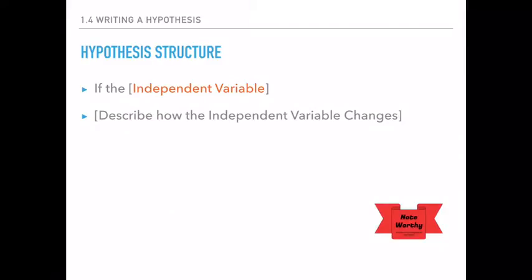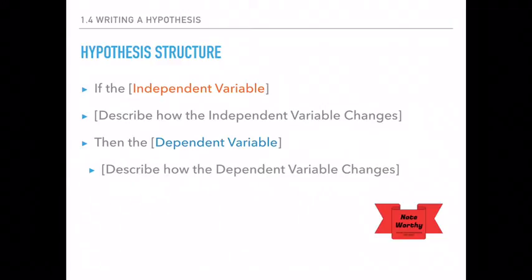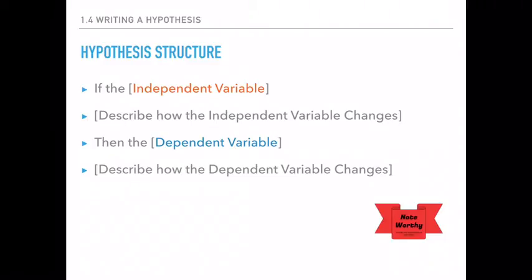Then I have to describe how my independent variable changes. Quite often it's going to be an increase or a decrease, but it could be something like if I listen to a different type of music. So then the next item would be my then statement, then the dependent variable. I put in the brackets my dependent variable, but in this case it'd be my running speed increases. And I'm going to talk about how that dependent variable changes. It's either going to increase, decrease, or it could just stay the same.